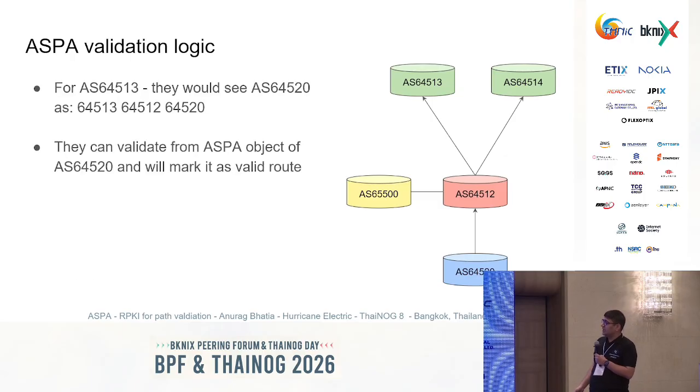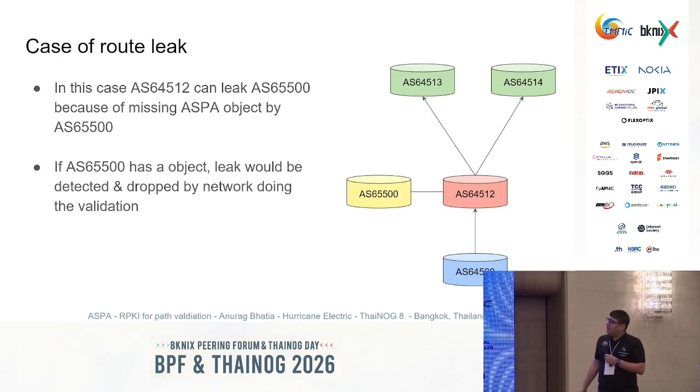That's the case. Now, for someone validating, let's say someone at 13 is running ASPA based validation, they would state that we are getting a route with this path 13, 12, 20. They can look at the route object again coming from the Routinator's cache. They can state whether the route is valid or not. In this case, if it is coming from 64512, it would be considered as a valid route, and their policy can just accept it.